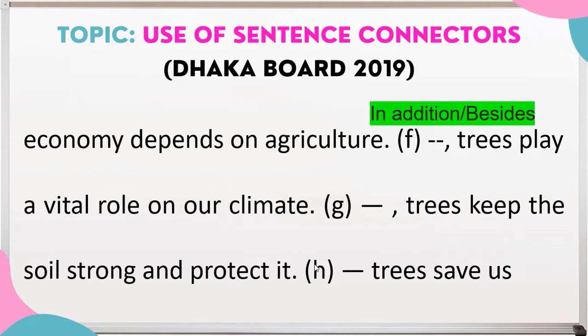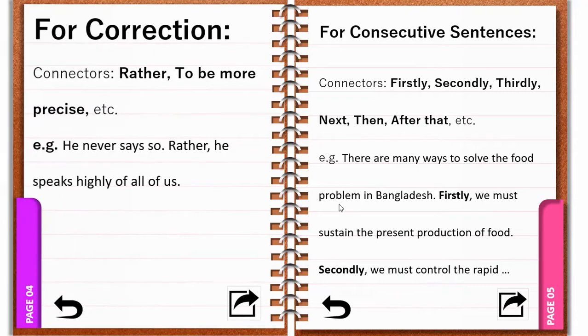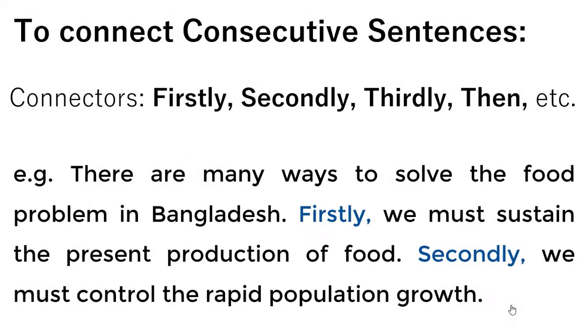Question G. Trees keep the soil strong and protect it. The sentence of question G indicates consecutiveness. And this one is very easy. Hopefully you have answered. Let's match. Firstly, to connect consecutive sentences, connectors: firstly, secondly, thirdly, then, etc.